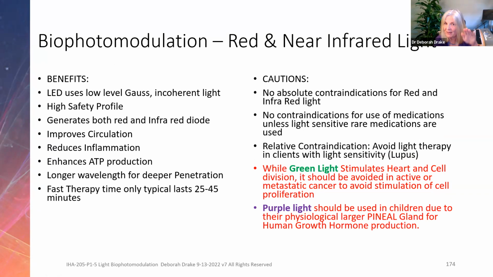So the longer wavelength of the deeper penetration of the red light gives a faster therapy time down to 25 to 45 minutes. There's almost no contraindications unless you have sensitive skin to light, medications that make you light sensitive. You have lupus, an autoimmune disease that doesn't like light, and you're also not having cancer using green light on stimulating cell growth or purple light on the pineal gland.